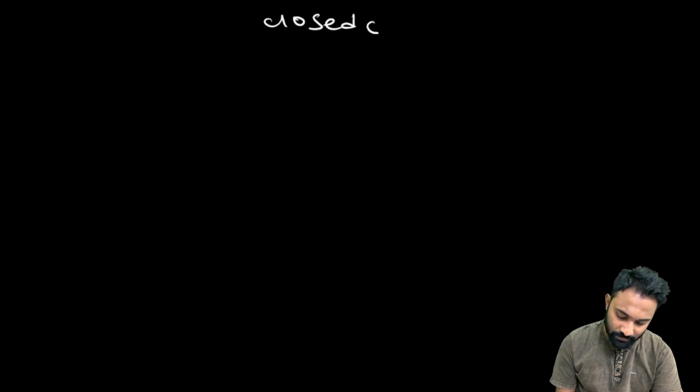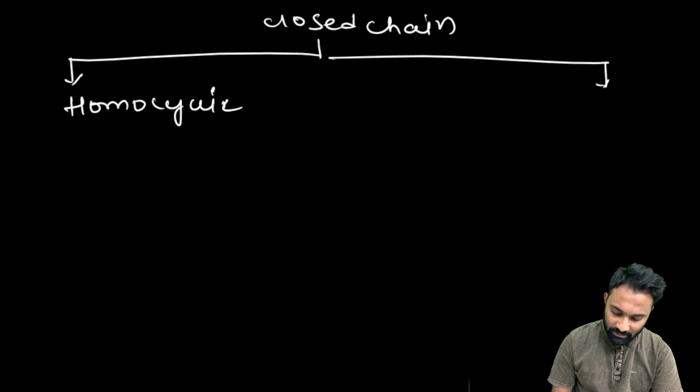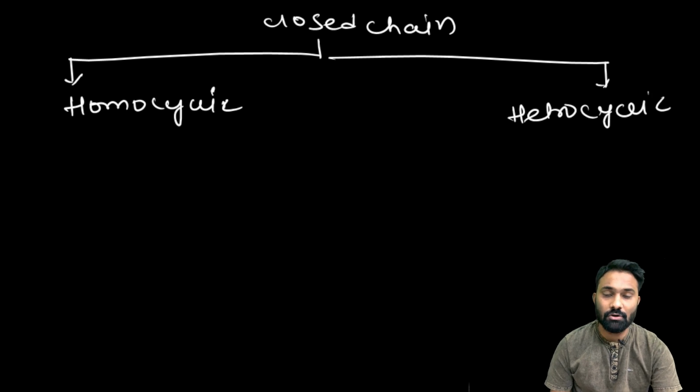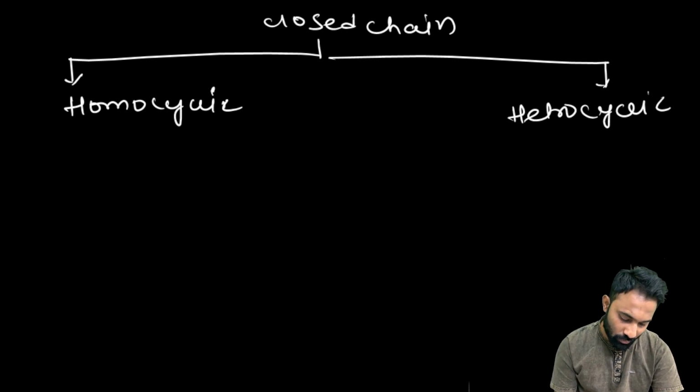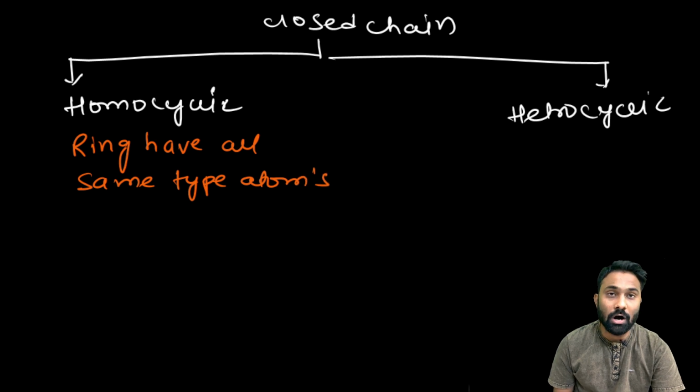Closed chain is classified into two types, right? One is homocyclic, another one is heterocyclic. Homocyclic is nothing but a ring having all the same type of atoms. A ring having all the same type of atoms is known as homocyclic.